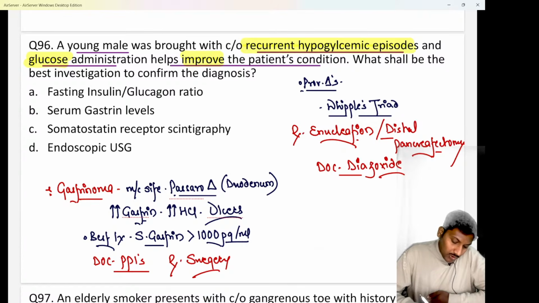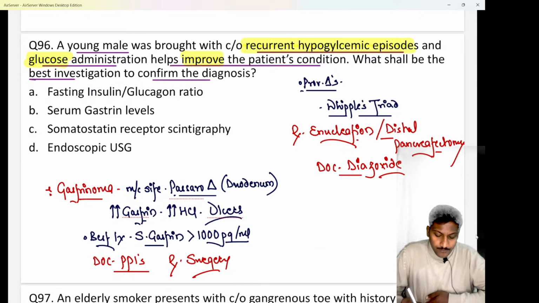They are asking you what shall be the best investigation to confirm the diagnosis in this case. What is the likely diagnosis you can think about over here? Let me know in the chat box. I hope all of you are quite aware.